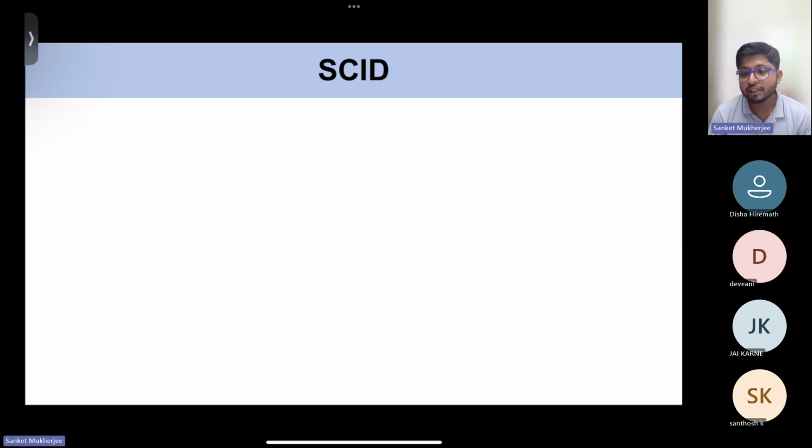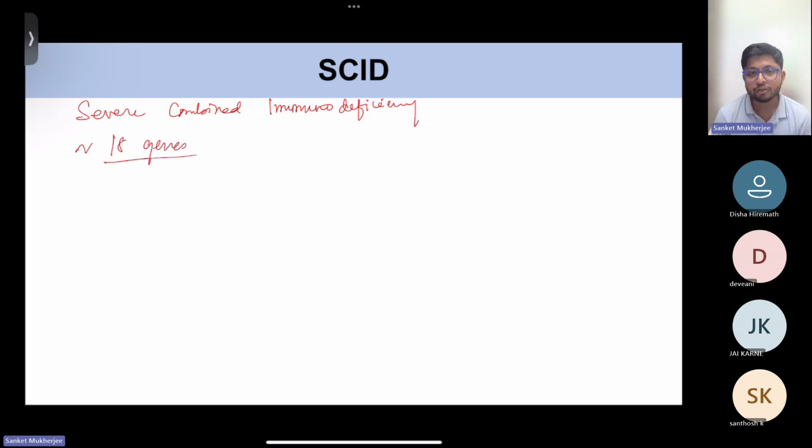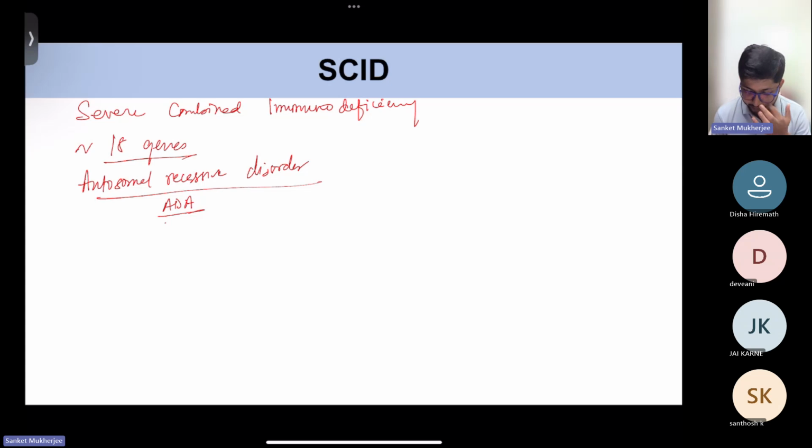thalassemia. Now we'll talk a little bit about SCID. SCID stands for Severe Combined Immunodeficiency. There are mutations involved in the development and function of immune cells which cause this disease. There are around 18 genes linked to SCID. It is usually an autosomal recessive disorder. And the most common one is ADA SCID, which is adenosine deaminase deficiency.